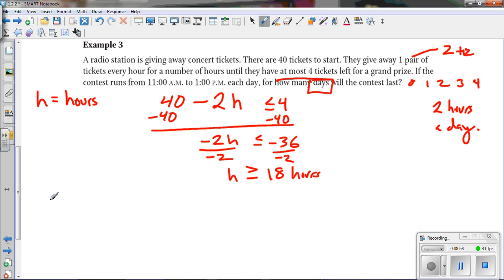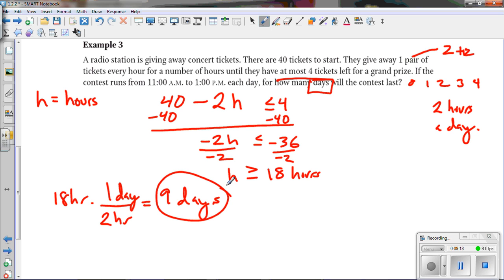So if there's 18 hours, and we want to figure out how many days it's going to take, we have to convert. We've established there's 2 hours for every 1 day of the radio show. So it's not how many hours are in a day. We're talking about how many hours they're on air. So if you do this, 18 divided by 2 is going to equal 9 days. Okay, so notice we have to change the units.